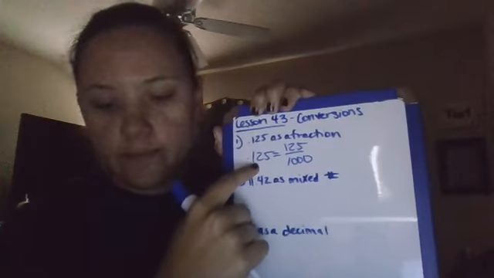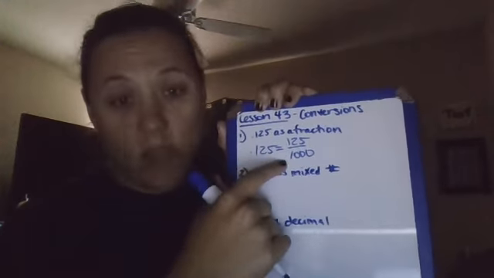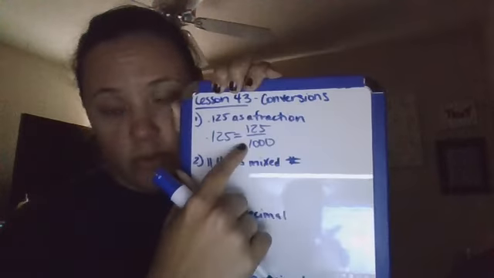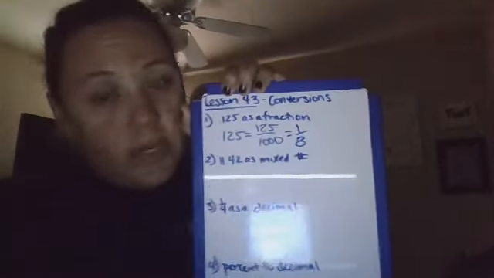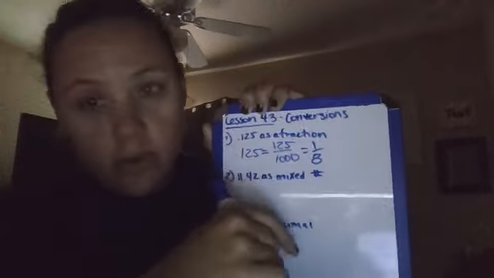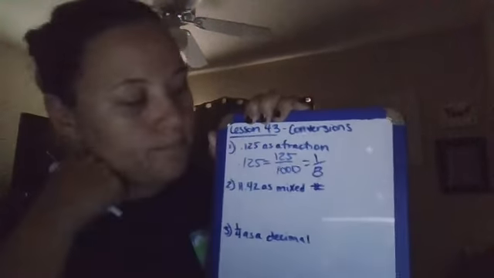So the first one is 0.125, and we're going to convert that to a fraction. So we know that 0.125 means 125 over 1,000. Tenths, hundredths, thousandths place. So we have 125 over 1,000, and then we have to reduce it, and it reduces down to 1/8. So 0.125 as a fraction is 1/8. And all we did was put it over a multiple of 10, and then reduce that down.